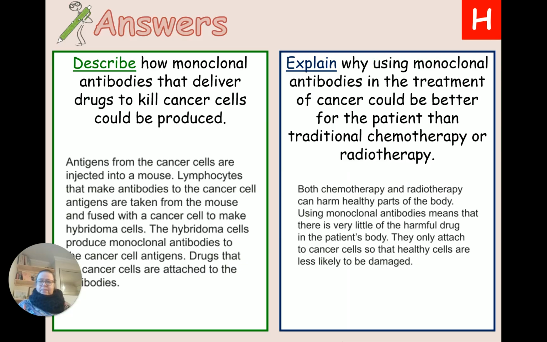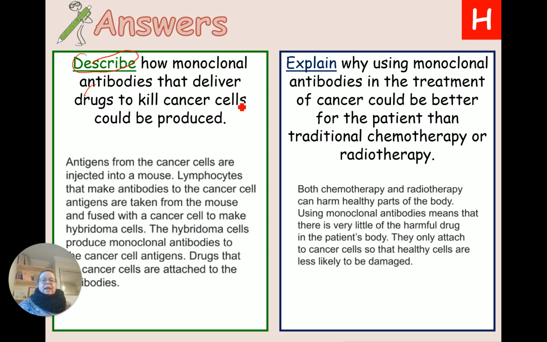Okay, doing really well. So we've got two what we call perfect answers here, or high grade answers. One is describe and one is explain. So we do this over and over again. Describe, say what you see if it's describing a graph. Say what you're going to do if it's describing an experiment, and say what happens if you're describing a method or a process. So this is a process. Describe how monoclonal antibodies that deliver drugs to kill cancer cells could be produced. So that's that first bit that we did.